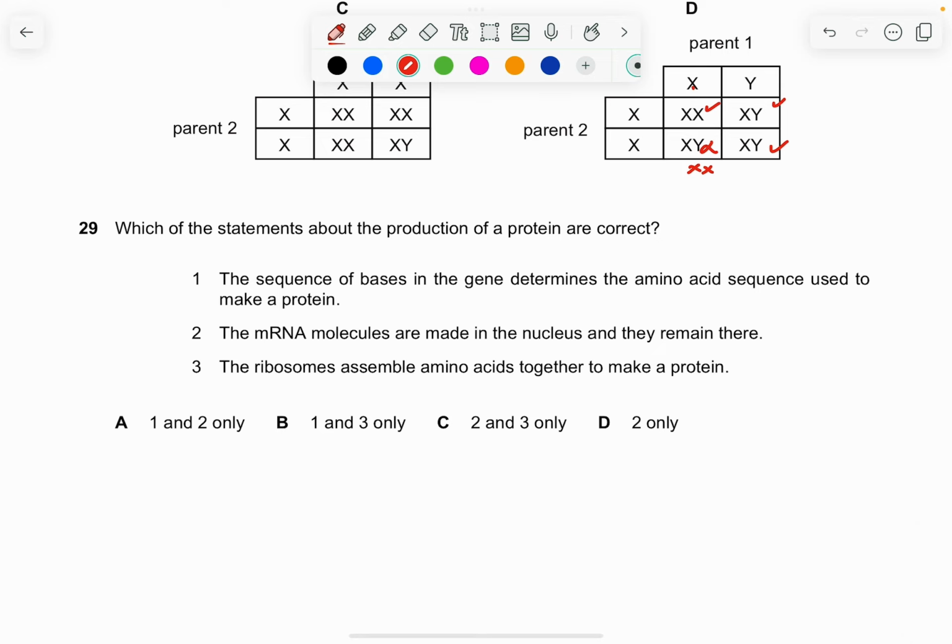Question 29. Which of the statements about the production of a protein are correct? The sequence of the bases determines the amino acid sequence used to make a protein. For this one, this is correct. The mRNA molecules are made in the nucleus and they remain there. This is wrong. This should be the DNA. The ribosomes assemble the amino acids together to make a protein. This is correct. So the answer is B.